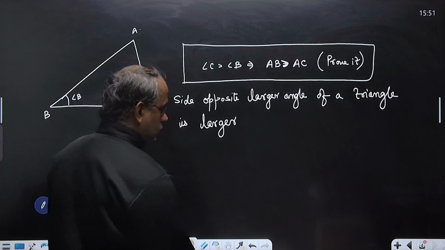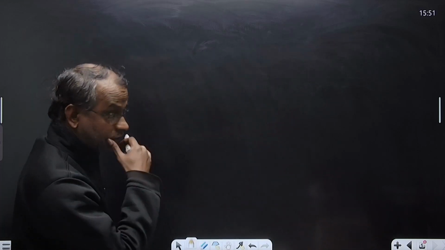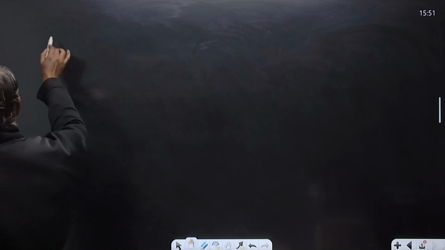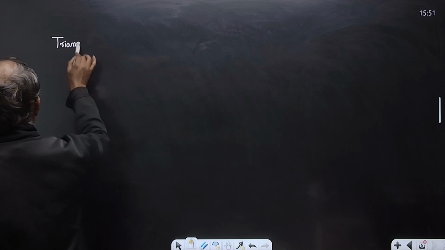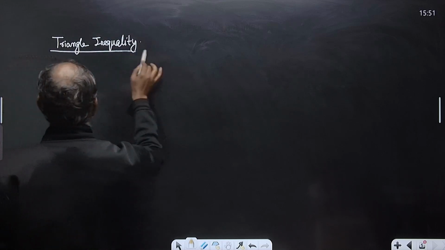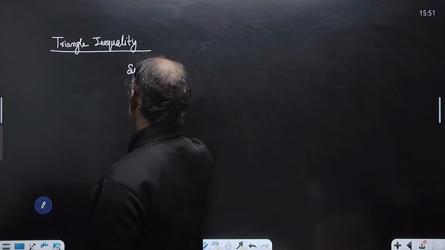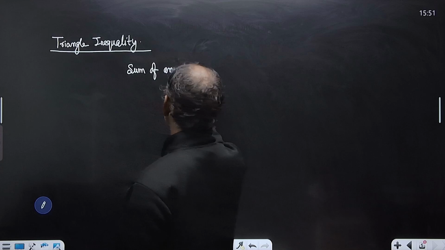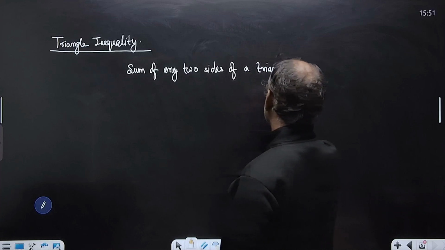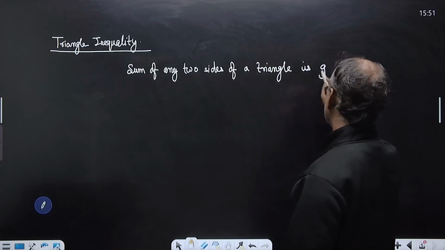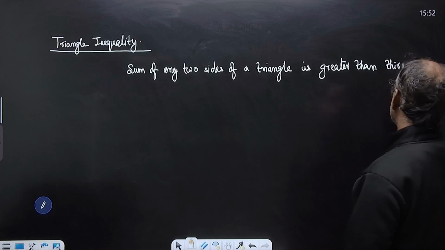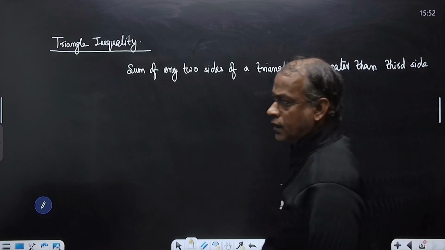We use this fact, the side opposite to the larger angle of a triangle is larger, to prove the triangle inequality, that the sum of any two sides of a triangle is greater than the third side.